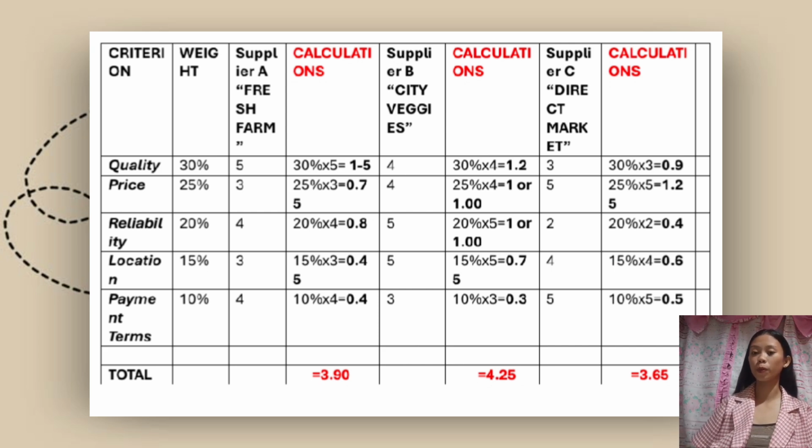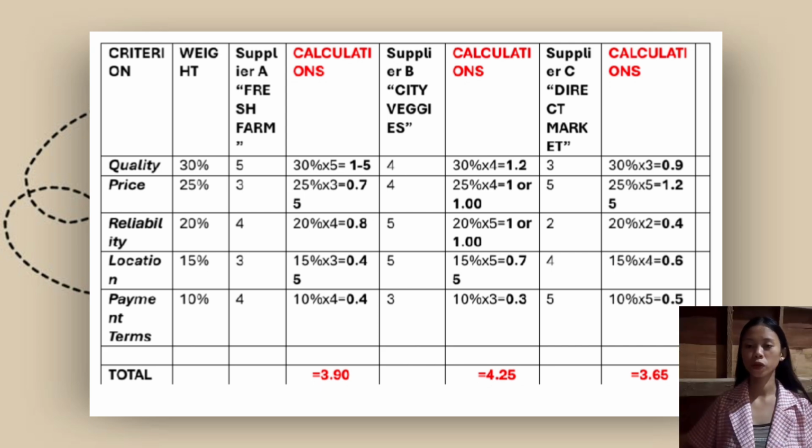And let's start from supplier A, Fresh Farm. We have the criterion of quality, and we also have the weighted percentage of 30% and the Fresh Farm rating of 5. We have to multiply these two, which is 5 times 30% equals 1.50 or 1.5. Let's also calculate the price. We have the weight percentage of 25% and the Fresh Farm rating of 3. We have that 3 times 25% equals 0.75.